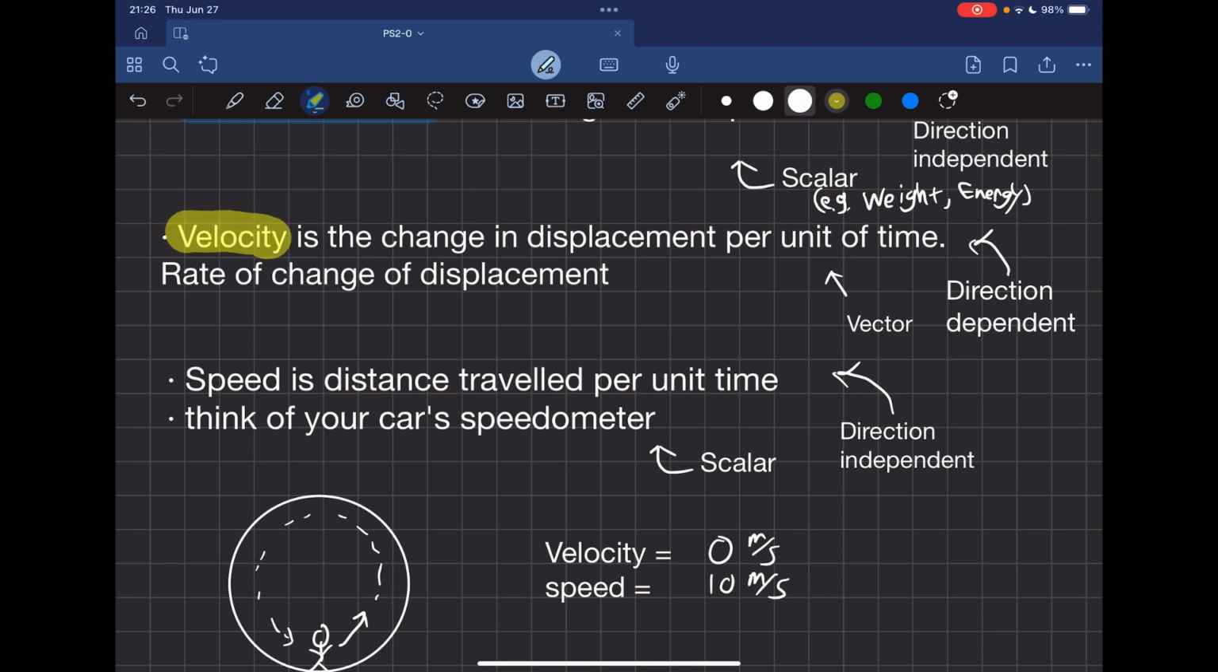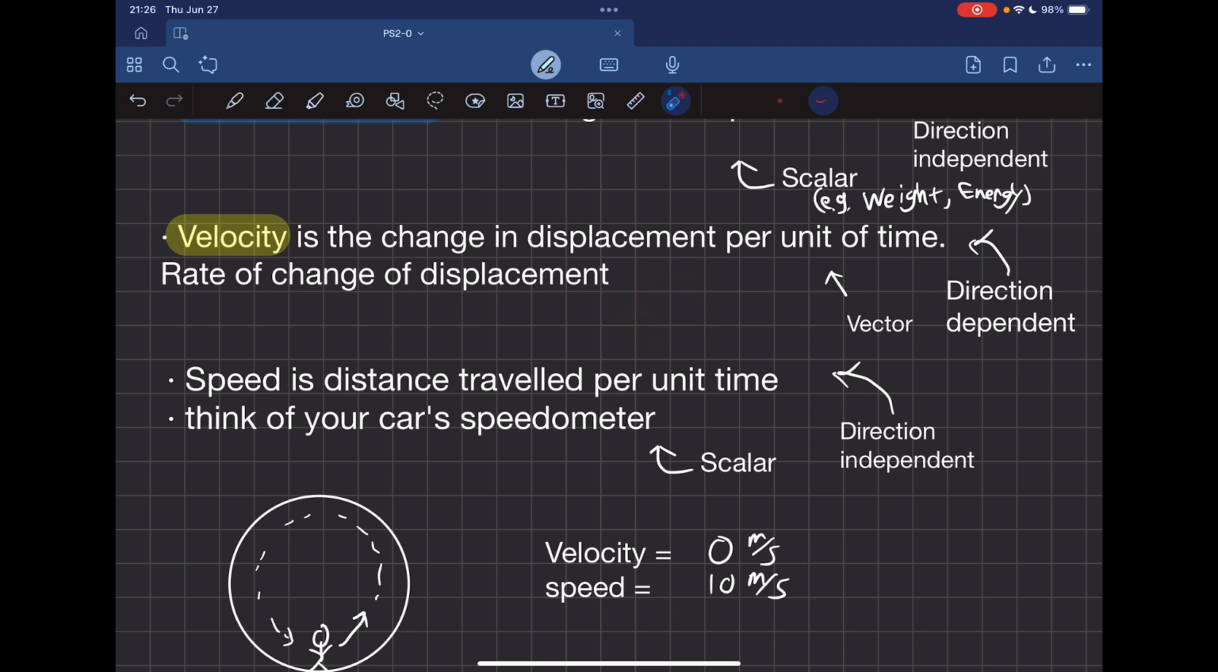So velocity is the change in displacement per unit of time. It's the rate of change of displacement, how much the displacement is changing per unit of time. And we've seen the equation for that, the change in displacement, so delta x over delta t. We've seen this expression.